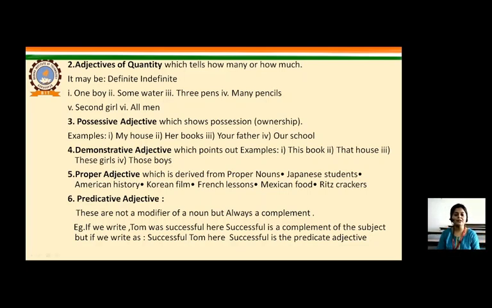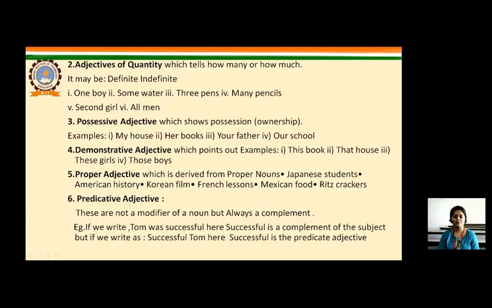Now we will discuss the third type of adjective, that is possessive adjective. So when do we use possessive adjective? When we want to tell who is the owner, or to whom that particular thing belongs, then you will use a possessive adjective. I've already discussed possessives in pronouns. Similar is the case here.